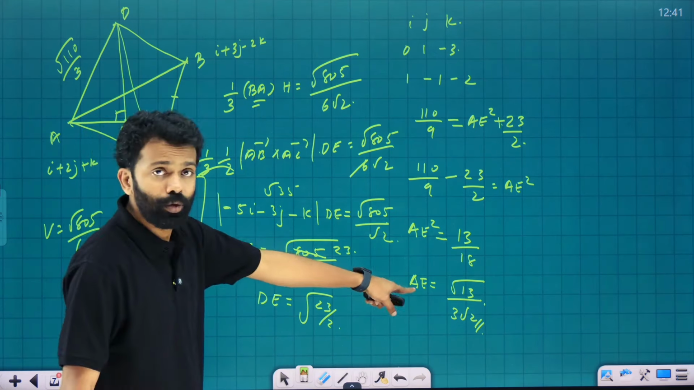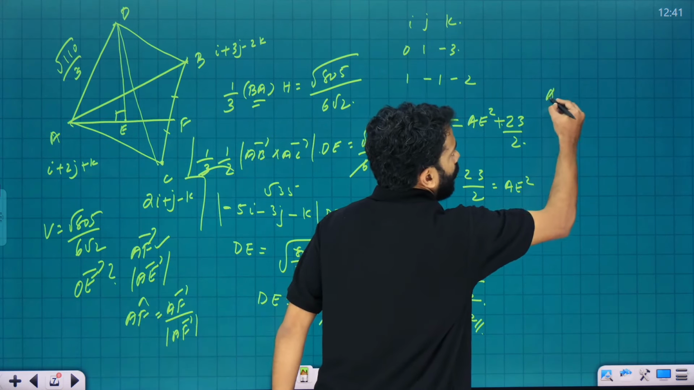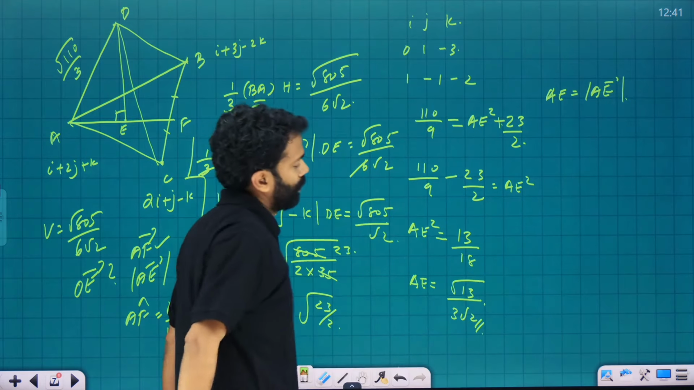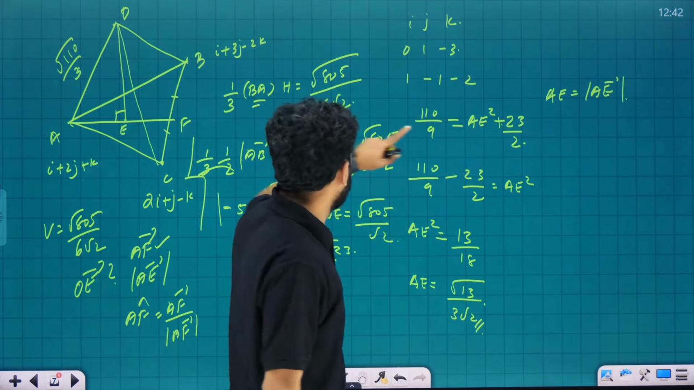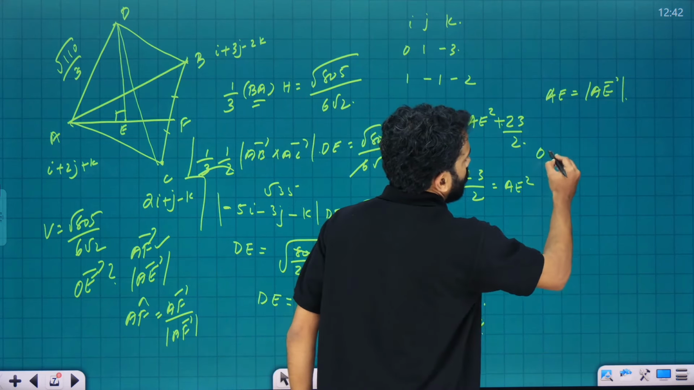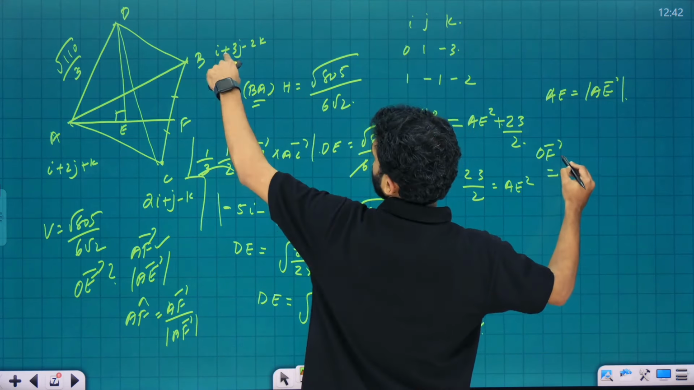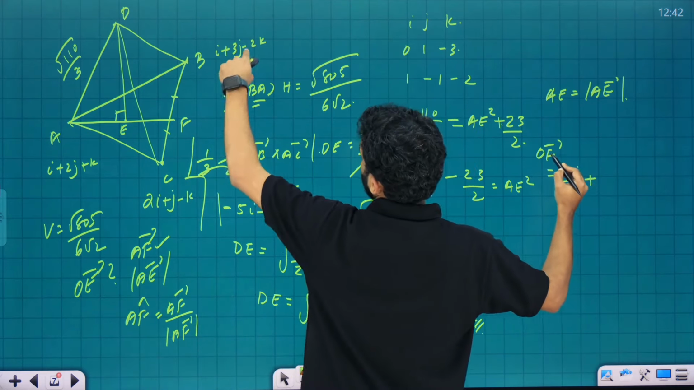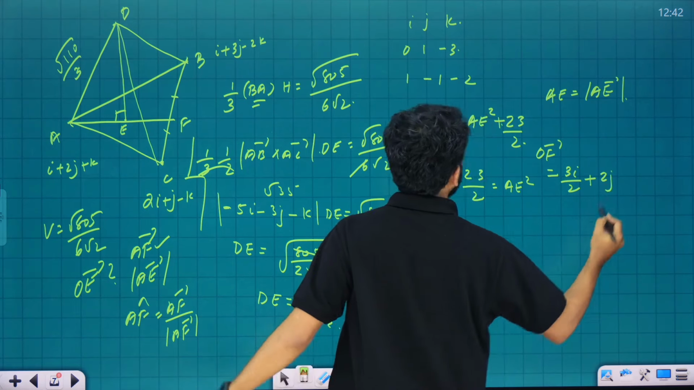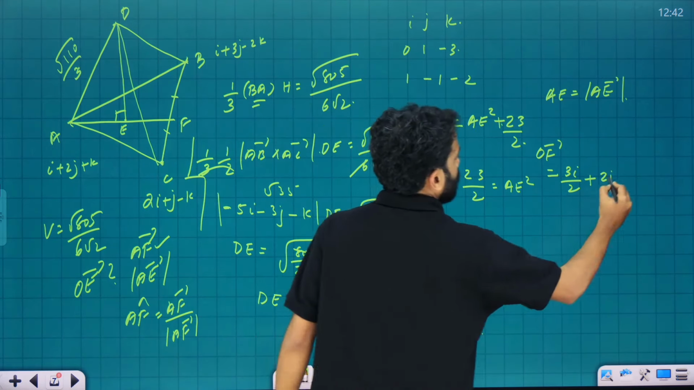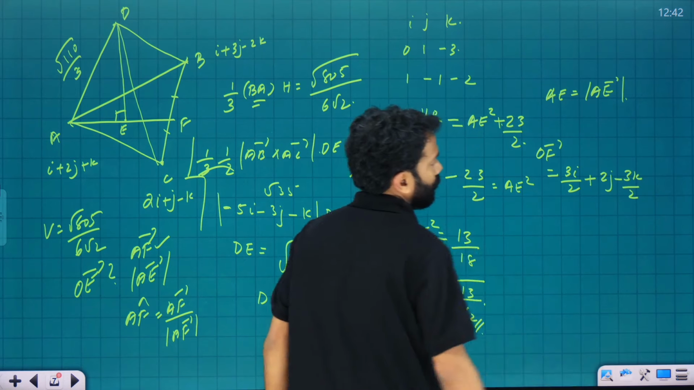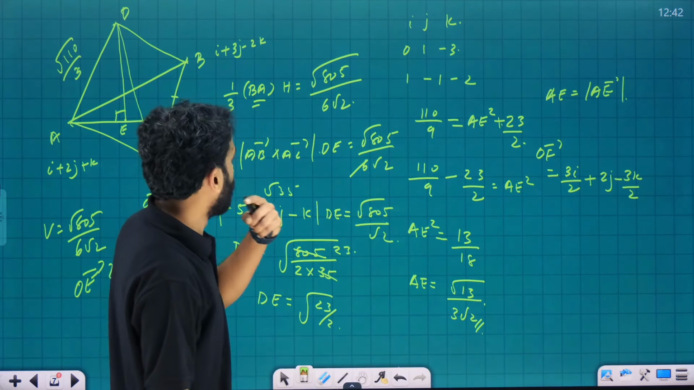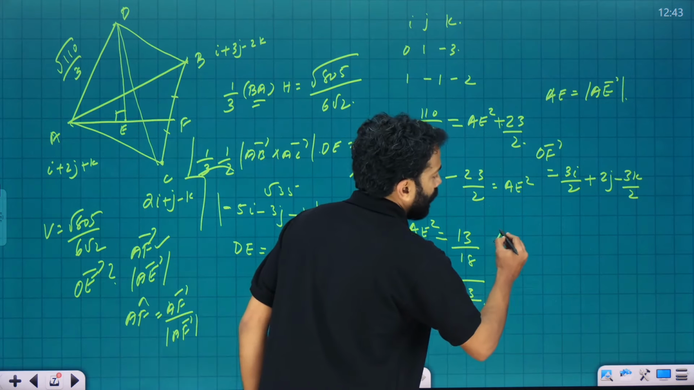Next one. See, this A can also be represented like this: AE is equal to the magnitude of vector A. Both of them are the same. Then we need to formulate the position vector of F. It will be vector OF is equal to 3i by 2 plus 2j minus 3k by 2. That will be vector AF. OF, and you need to find vector AF.